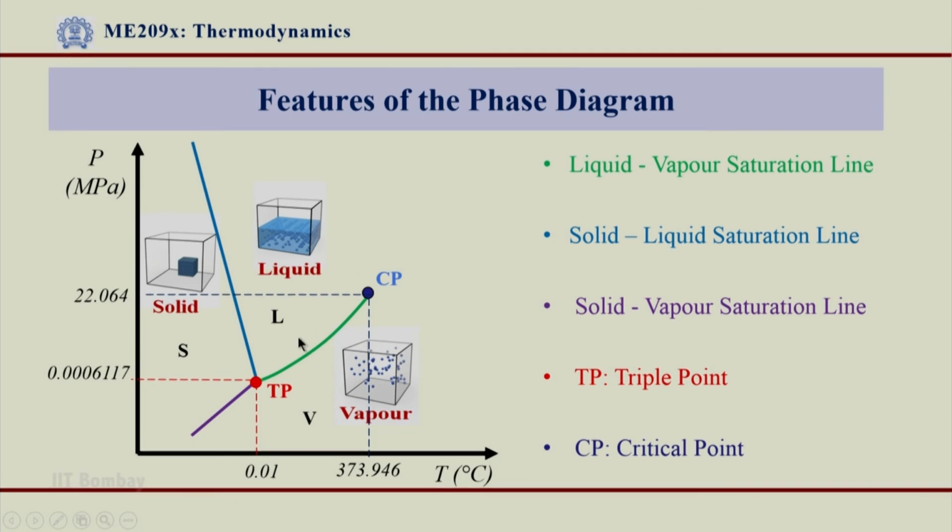Whenever there is a phase transition across this LV line, latent heat is involved because there is a phase transformation from liquid to vapor. This is also referred to as latent heat phase transformation, and it also exists across the SL line and across the SV line. But if the pressure is more than the critical pressure, we do not have such latent heat phase transformation anymore. Thank you very much.